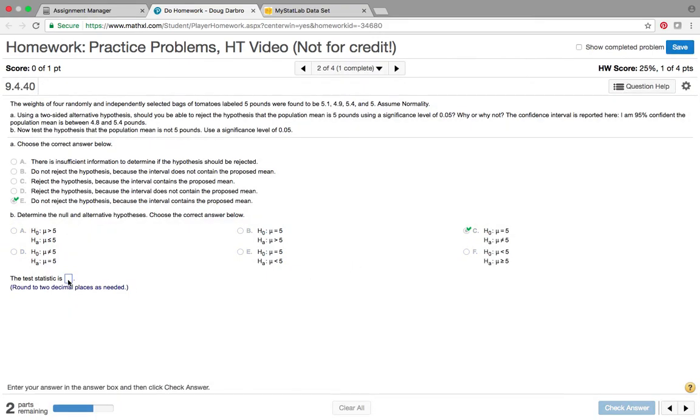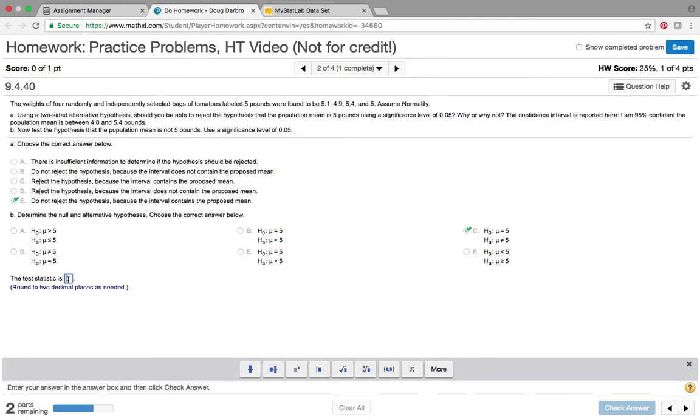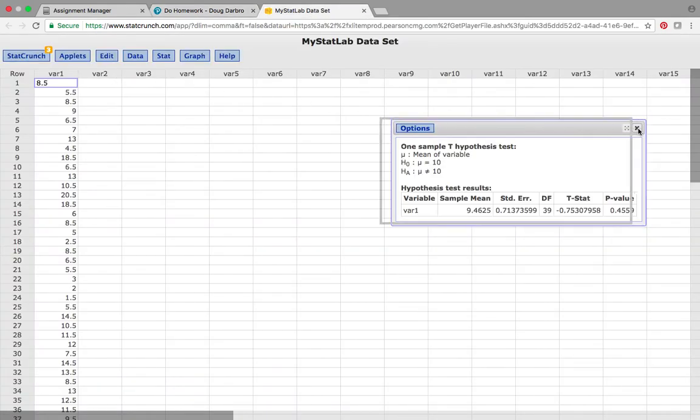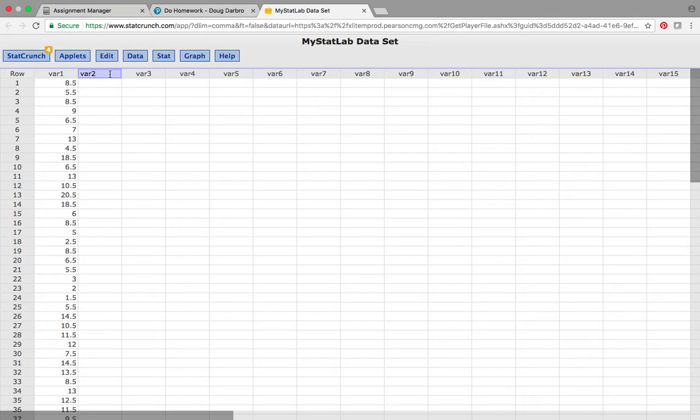The test statistic is, well, I'm going to write these values down, 5.1, 4.9, 5.4, and 5, and I'm going to enter those manually into variable 2. And just to keep it straight, I'm going to call it tomatoes. Now I need 5.1, 4.9, 5.4, and 5.